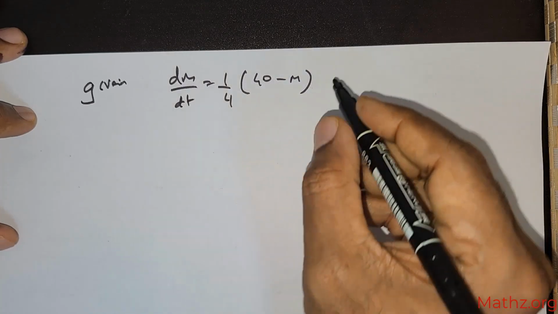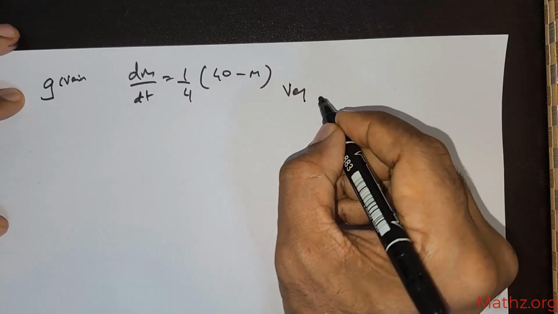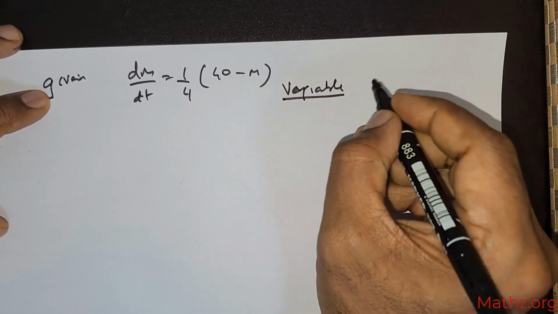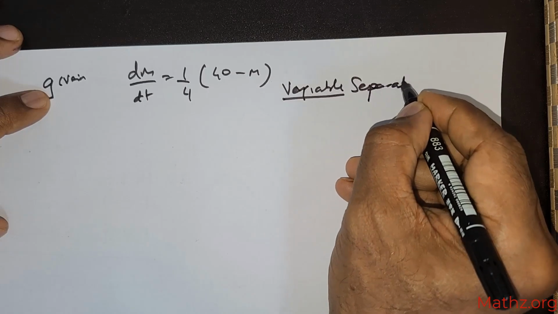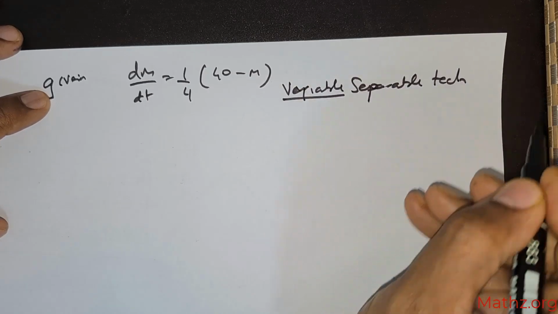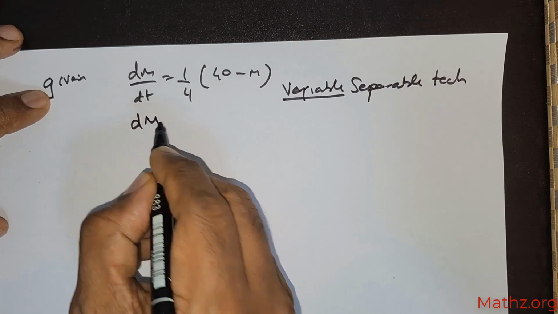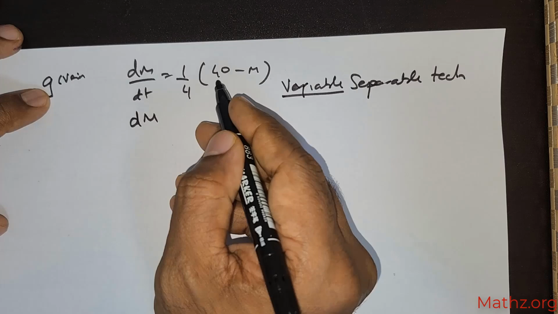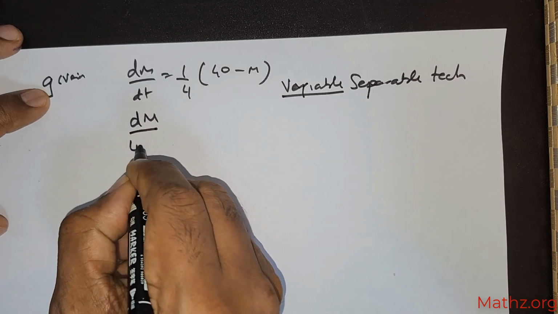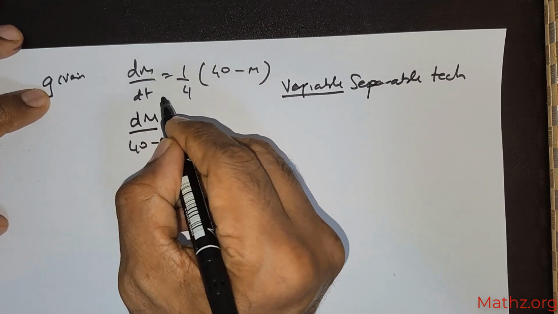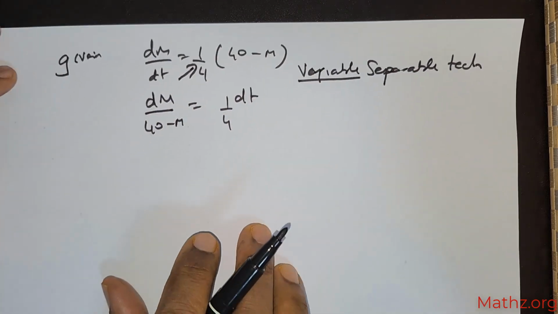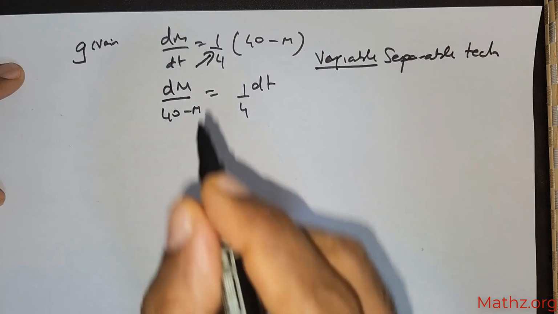So what do I do? I'll use the variable separable technique. So the variable separable technique is used. So you have dm there. Now what I would do is bring this 40 minus m down and take this dt over there. So it's going to be dm over (40 minus m) equals dt times 1 over 4. So this is what we have got.